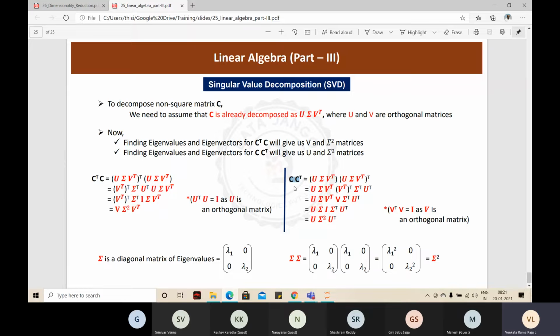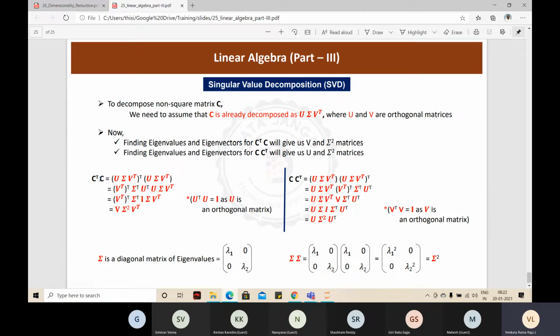The outcome of C transpose C is N by N. The outcome of C C transpose is M by M, right? Agreed? Good. So we can decompose this matrix and this matrix. We decompose C transpose C for PCA. X transpose X, or C transpose C, notation change, that's it. C transpose C we decomposed in our principal component analysis.